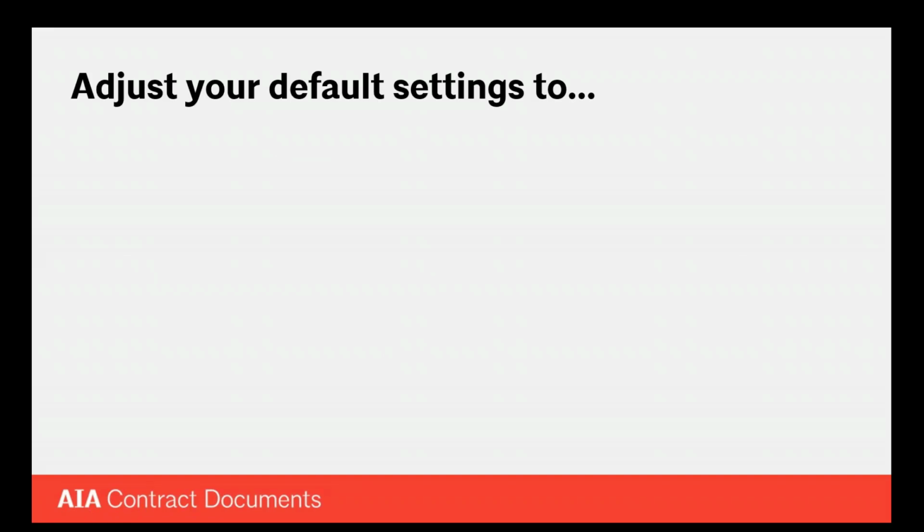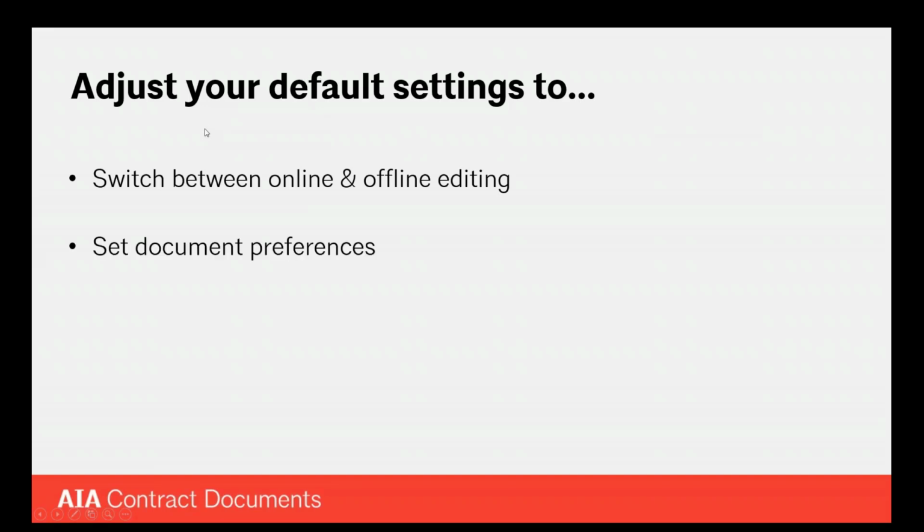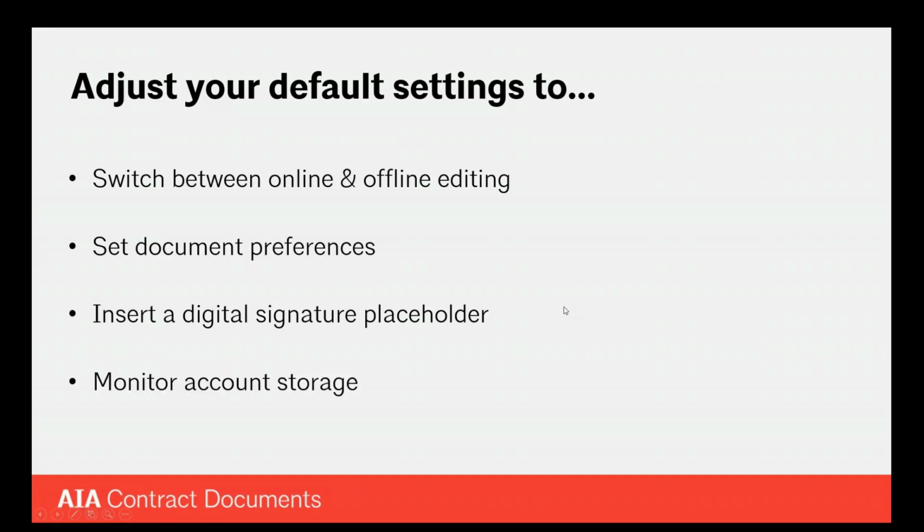So the first is adjusting your default settings. We saw that earlier, that My Settings link in the top right of the screen. You can use your default settings to adjust a few different things. You can switch between online and offline editing. You can set your different document preferences. You can insert a digital signature placeholder. We get this question a lot. If you are planning to use digital signatures for your documents, you can insert a placeholder when you go to finalize your documents in your default settings.